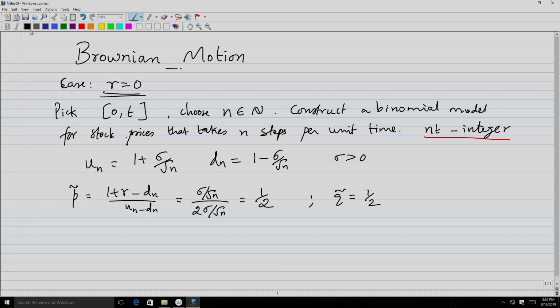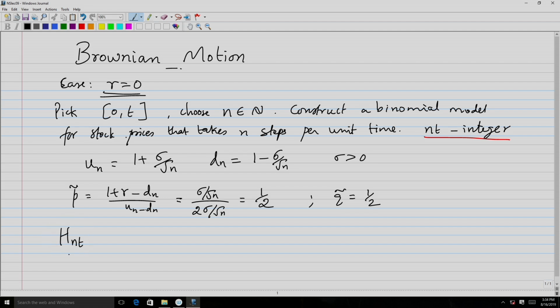Now, let us define a few quantities. If you are looking at t time units, 0 to t, and each time unit has n time points, then the total number of time points, or number of tosses, that you would associate with such a binomial model would be nt tosses.